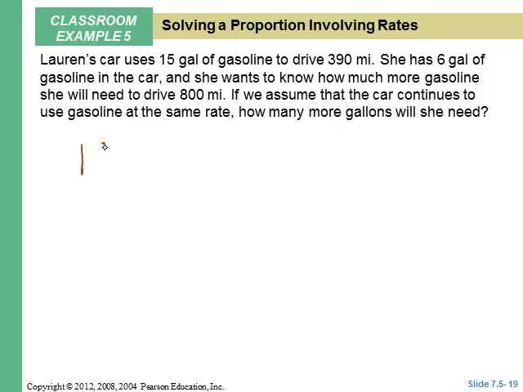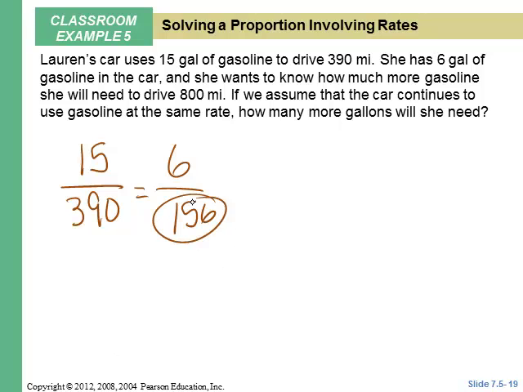Lauren's car uses 15 gallons to drive 390 miles. She has 6 gallons left in her car. How many miles can she go? 390 times 6 divided by 15. She can go 156 miles. And she wants to know how much more gasoline she will need to drive 800 miles. So she only has enough gas to go 156 miles. So 800 minus 156. She needs 644 more miles worth.